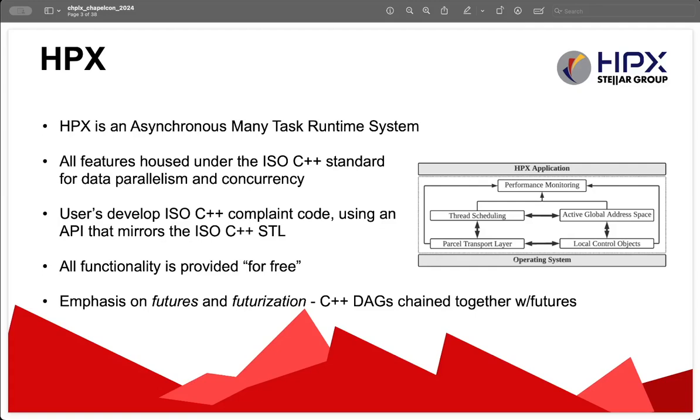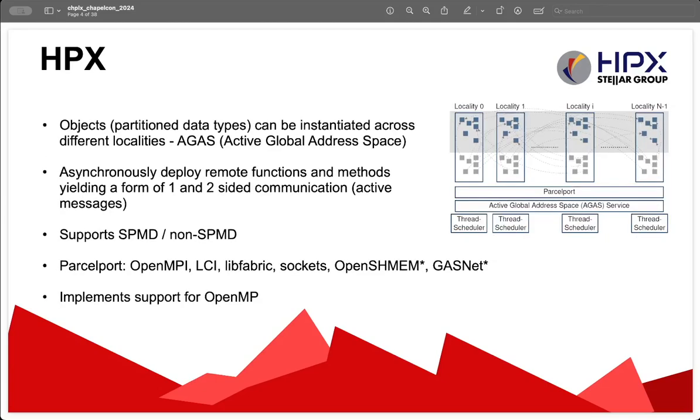HPX places emphasis on futures and futurization, meaning your C++ code ends up looking like a directed acyclic graph chained together with futures. Objects and subsequently partitioned data types like a partition vector or partition map can be instantiated across different localities. This is what our active global address space does. It tracks those instantiations across a cluster. We can asynchronously deploy remote functions and methods, which yields a form of one or two-sided communication, which at a distance looks like active messages.